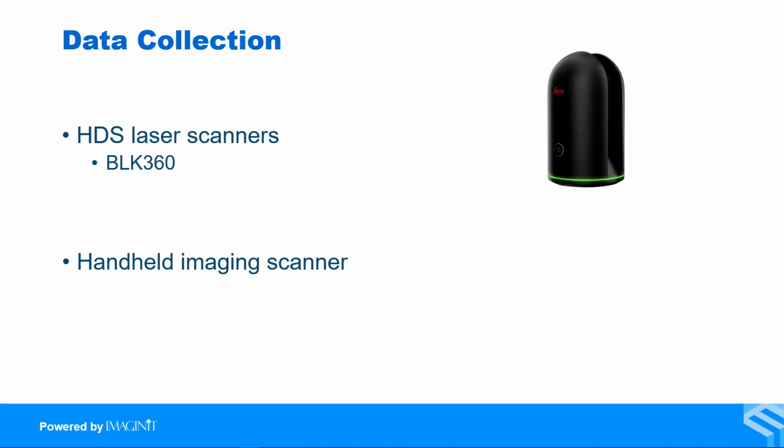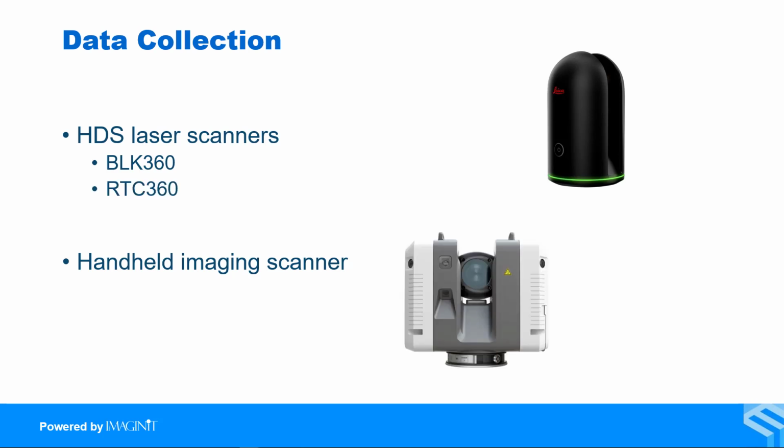Beginning with the BLK360, which can scan up to 360,000 points per second and complete a full dome scan in about 3 minutes. Using this scanner, we can easily get enough data to do a floor analysis. Then there's the RTC360, which collects up to 2 million points per second and completes a full dome scan in less than 2 minutes. This scanner is also capable of completing a full registration with very little user input.